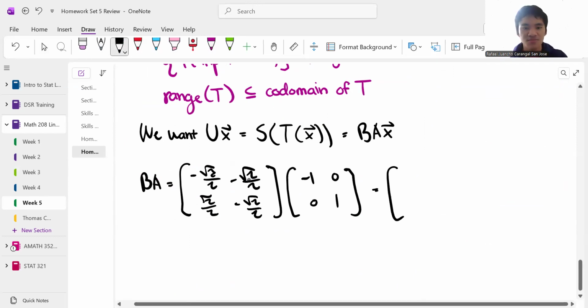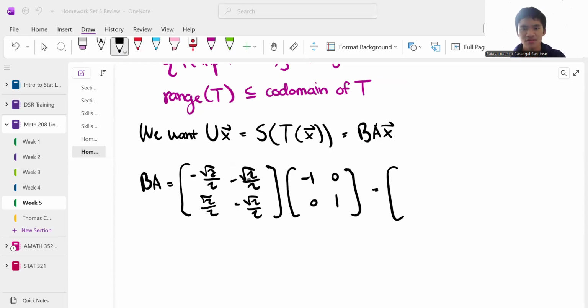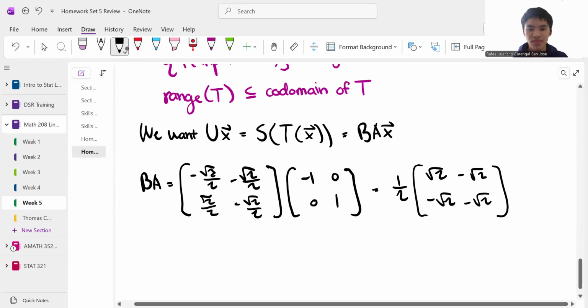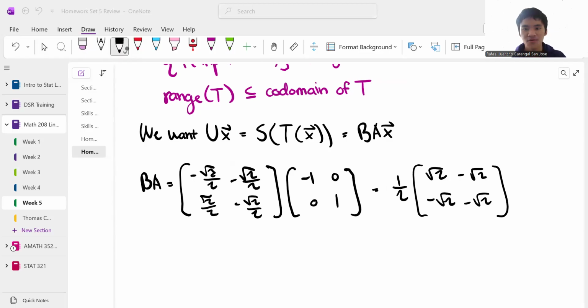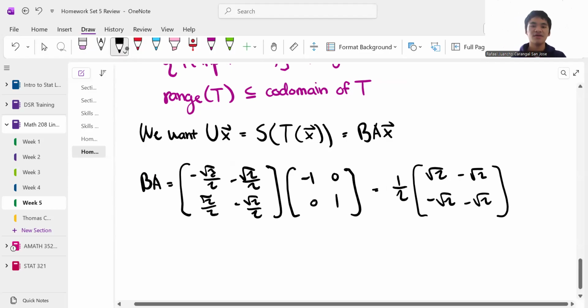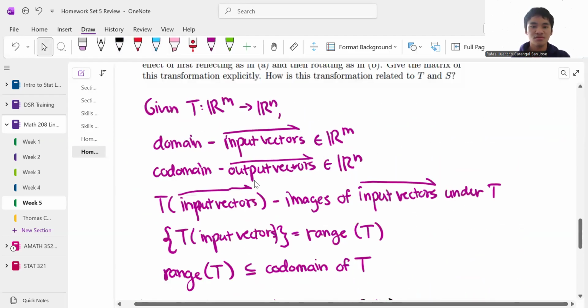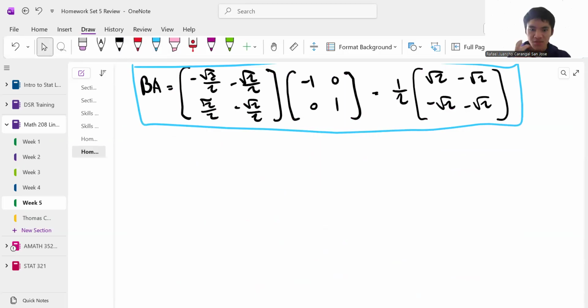Now it's still going to be a 2 by 2. So actually, this would give me a nice one. I'm going to do it with a scalar out front. So this is a half, square root 2, minus square root 2, and then minus square root 2, minus square root 2. And we have it. Now with that matrix right there, we just multiply it by our vectors and we would get the U function. So it's really a cool way to store things like these. Okay. So U is a composition of T followed by S.